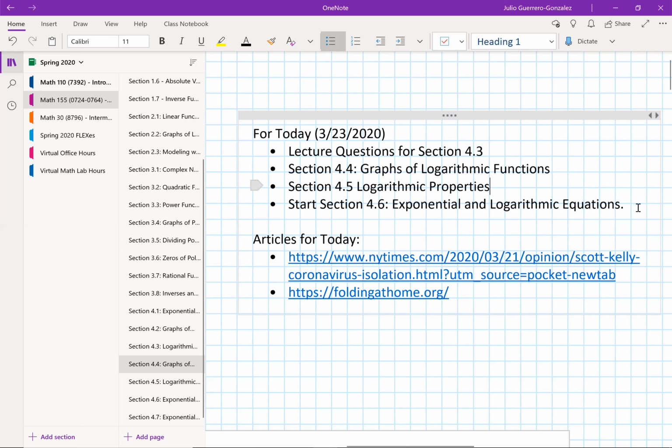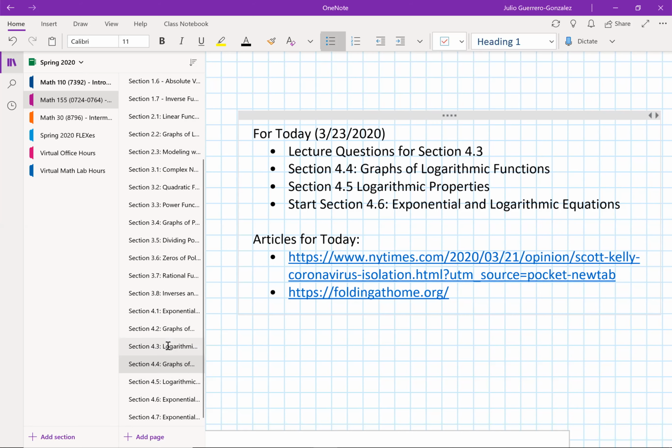And finally, for 4.6, you guys will start messing with the equations for them. So if we have a logarithm equal to something, how do you solve that? And same thing for an exponential. If you have something with an exponent in it, how do you solve for the variable in the exponent?